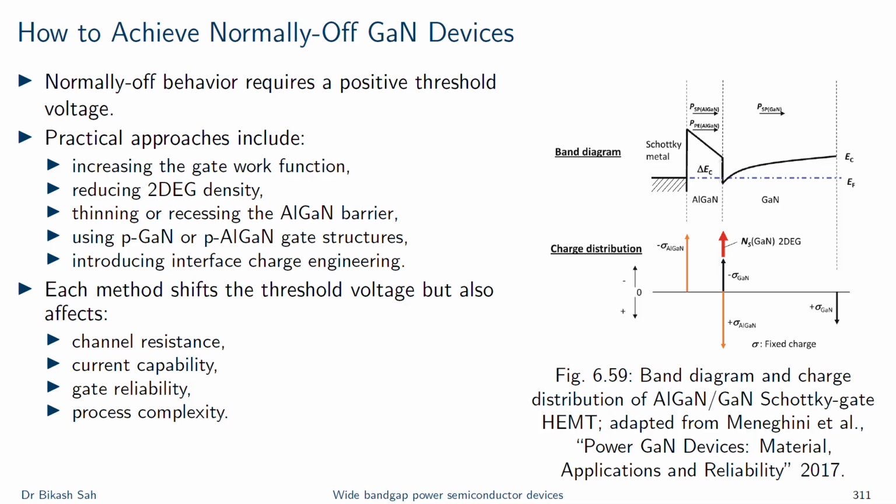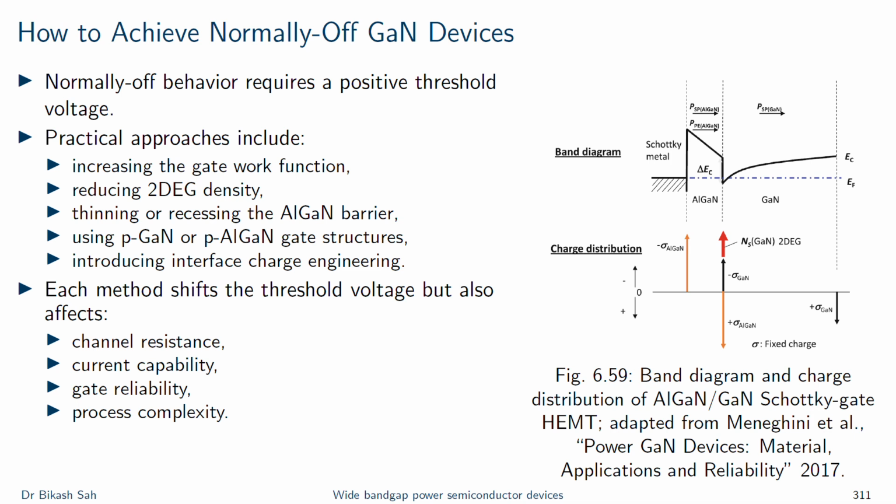Now let's see how exactly we could achieve normally off GaN devices, which is the preferred and practical solution for power applications. The purpose is to shift the threshold voltage to a positive value, so that the device is off at zero gate bias and turns on only when you intentionally apply a positive voltage. One method is to increase the gate work function, making it harder for the channel to remain populated at zero bias. Another is to reduce the 2DEG density by, for example, changing the Al content or barrier thickness.